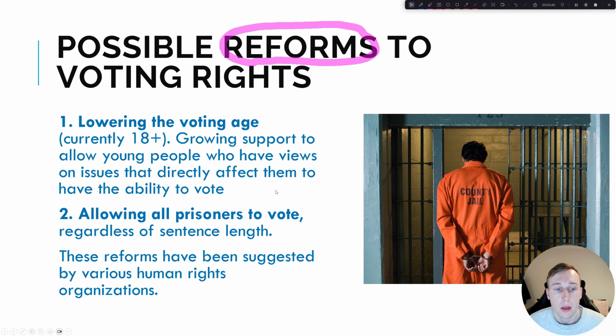And secondly, the second reform is allowing all prisoners to vote. Like I said in the previous couple of slides, as soon as you're serving a 3-year prison sentence or more, you're restricted from voting altogether. A lot of people have been saying that we should just allow all prisoners to vote to be a true representation of Australia's views and values.